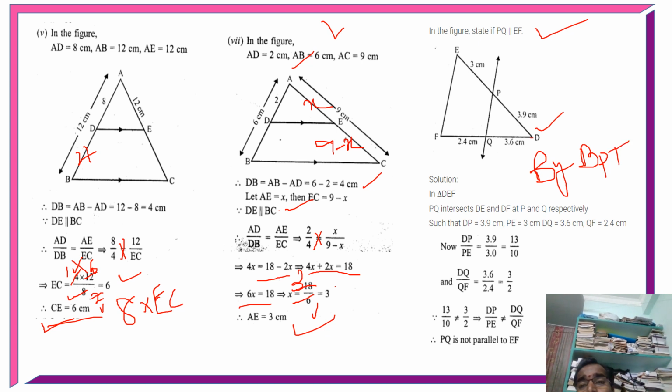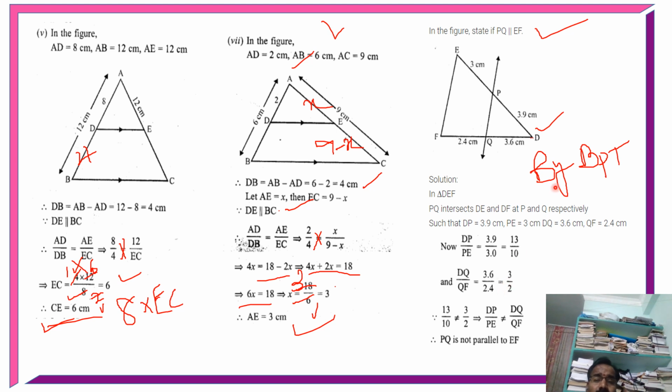DP by PE, please see students, DP by PE equals DQ by QF. Here it was AD by DB equals AE by EC, but here PQ is parallel to EF, so we should start with D. Keep in mind, DP by PE equals DQ by QF. Here DP is given as 3.9, PE is given as 3, DQ is given as 3.6, QF is given as 2.4.